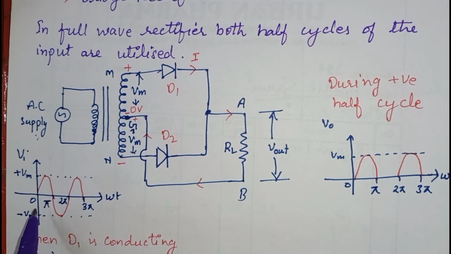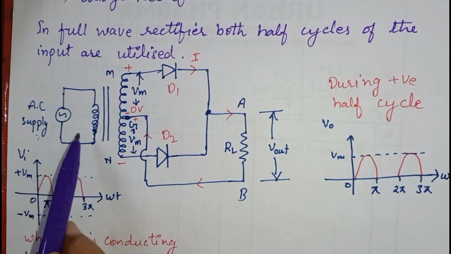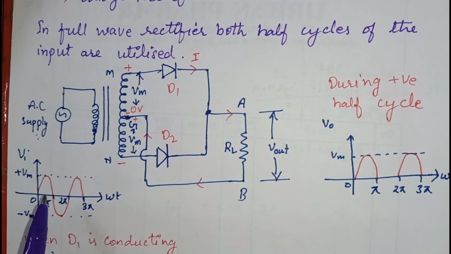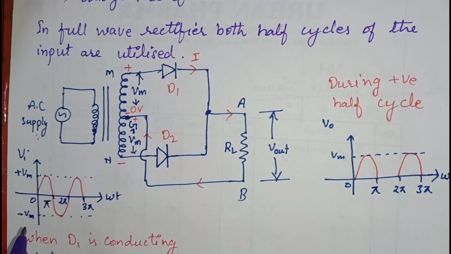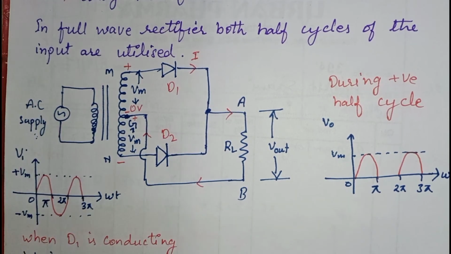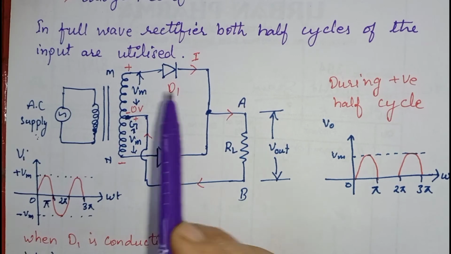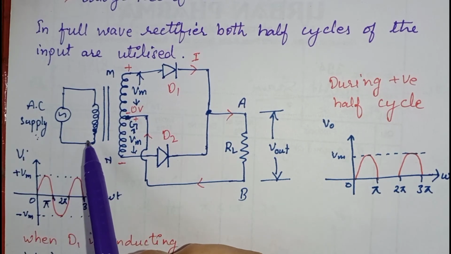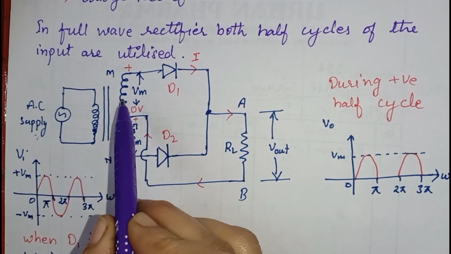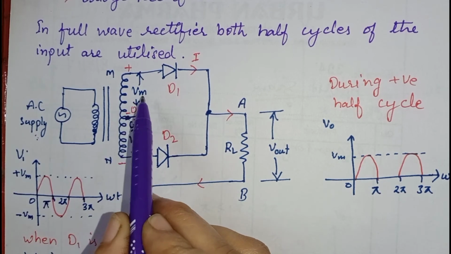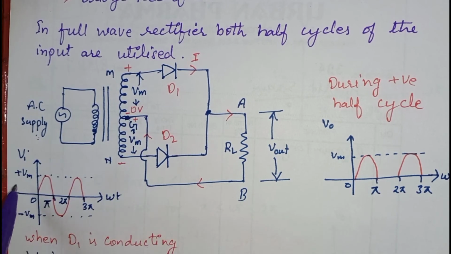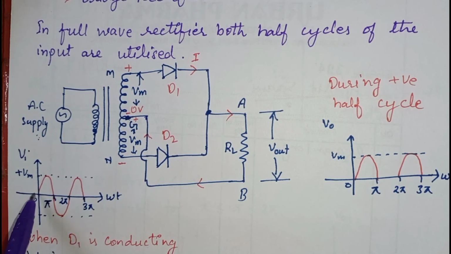This is the input signal that we are applying at the primary of the transformer. Here the maximum voltage is plus Vm and the negative is minus Vm. Now we will see the working of this rectifier. When we apply AC input signal, in both the upper half and the lower half winding there is development of Vm, the maximum voltage of the AC input signal.